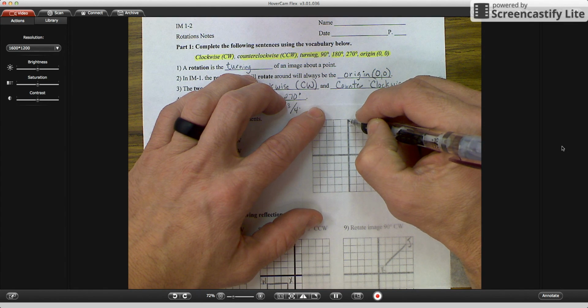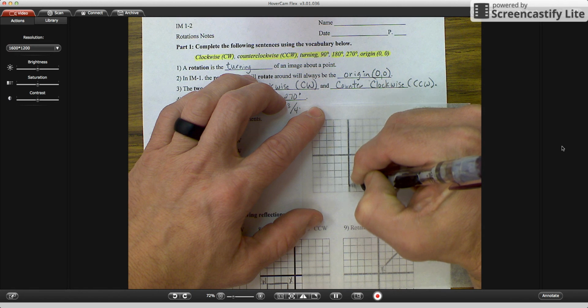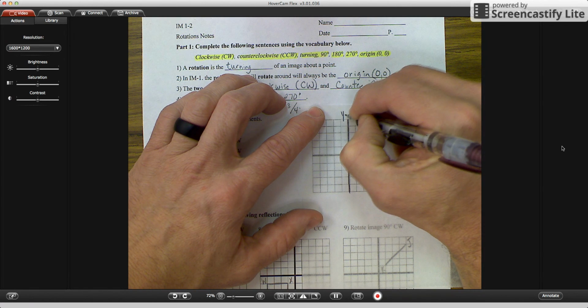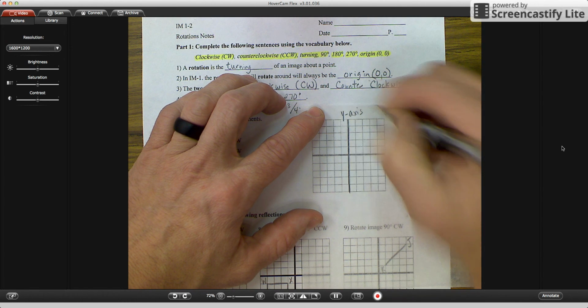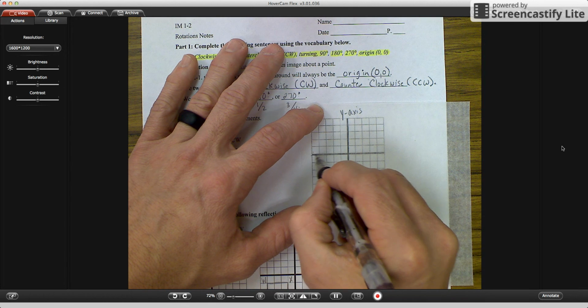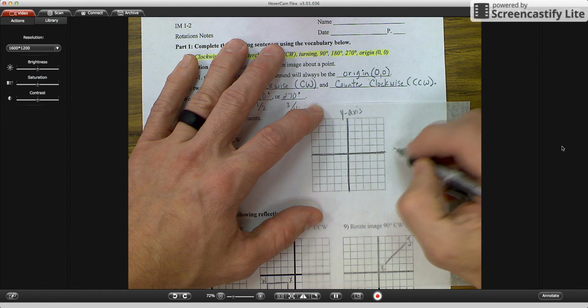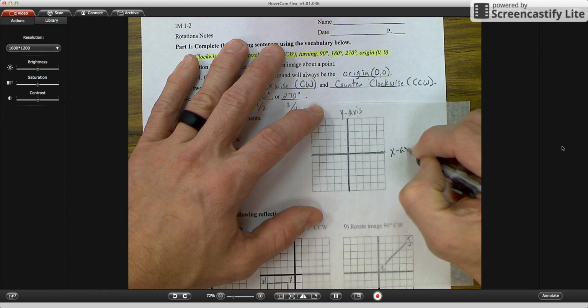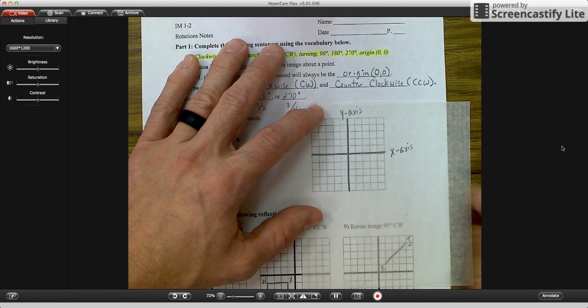And then I want you to trace the y-axis and label it y-axis. And then I want you to trace the x-axis and label that x-axis. Why don't you pause your computer right now and do that?